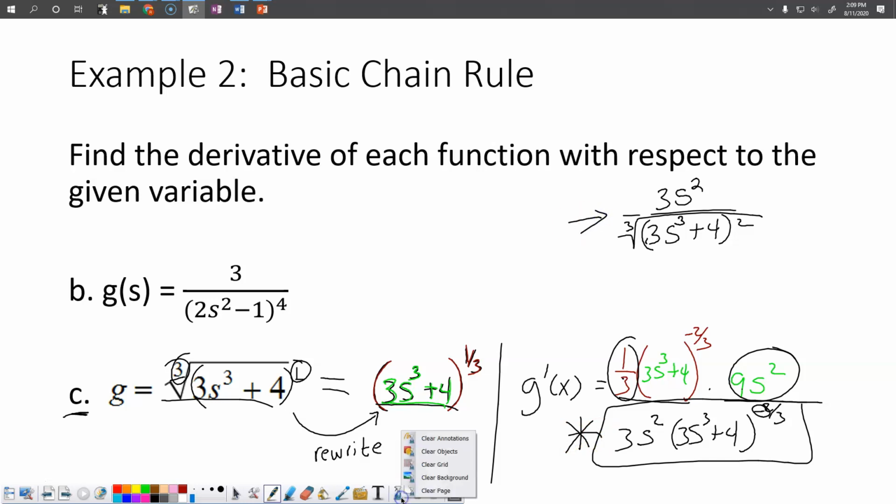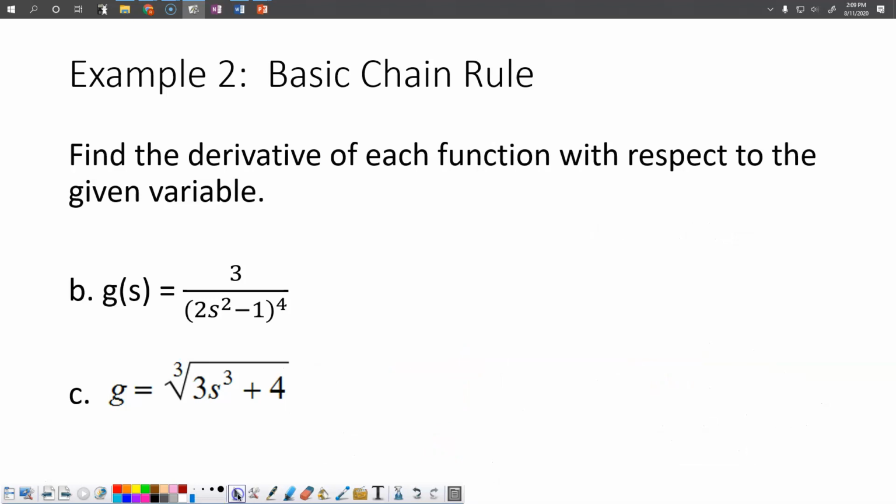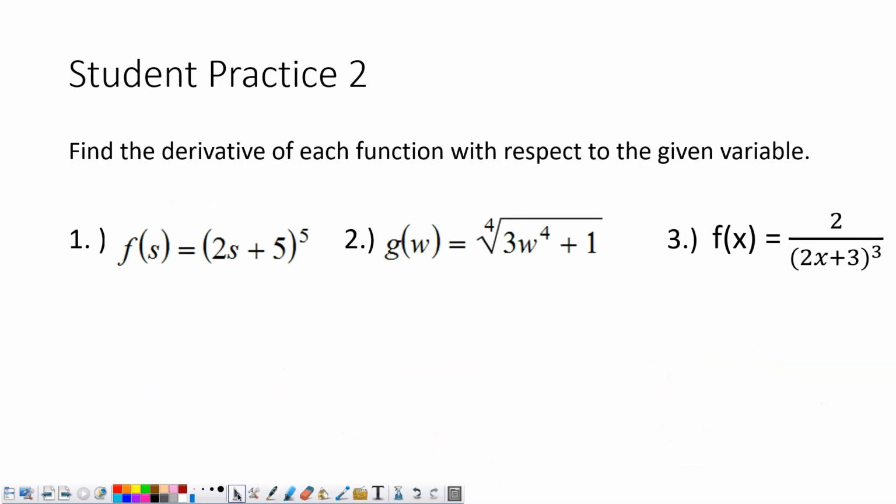All right, so before we do the next one, I want to let you guys practice part G there, this guy in the middle. Go ahead and see if you guys can work that one out. I'll pause the video, and when you unpause, you'll see the solution.